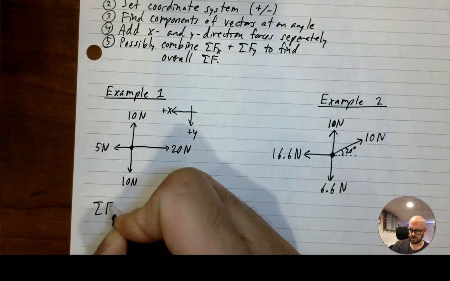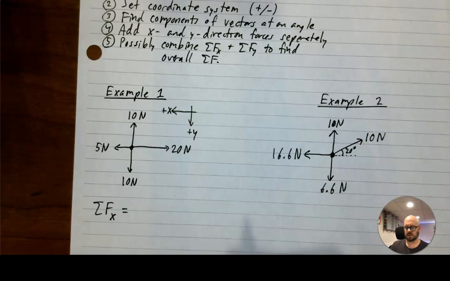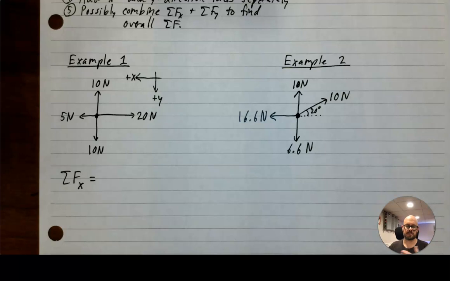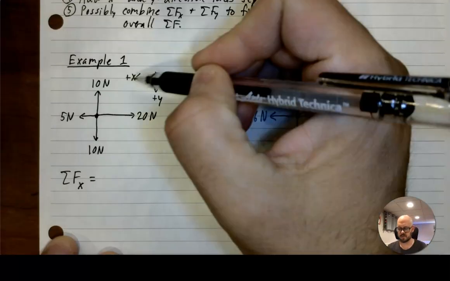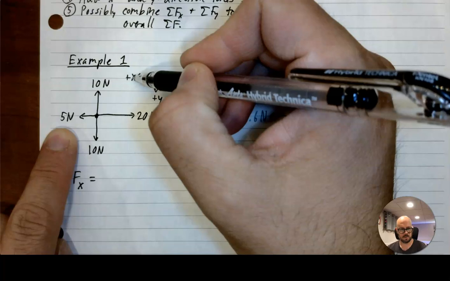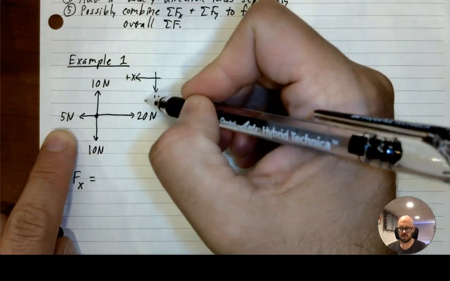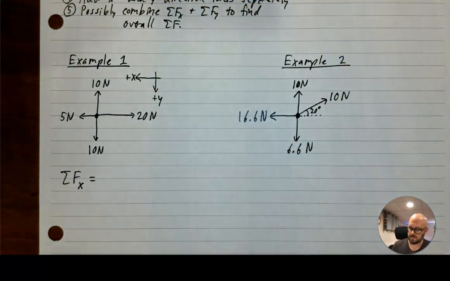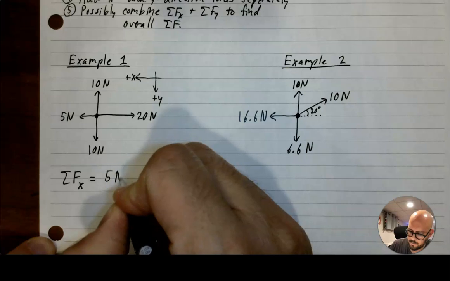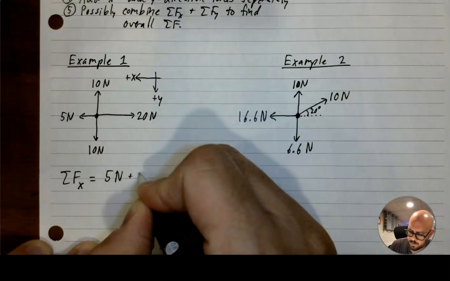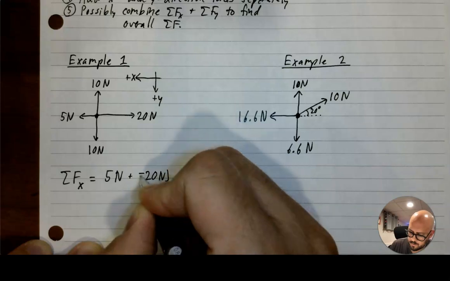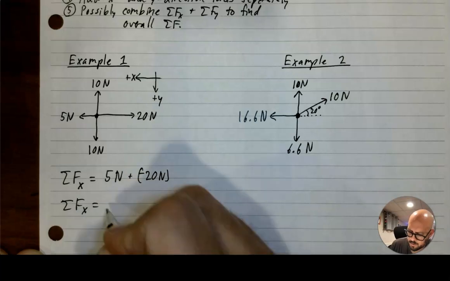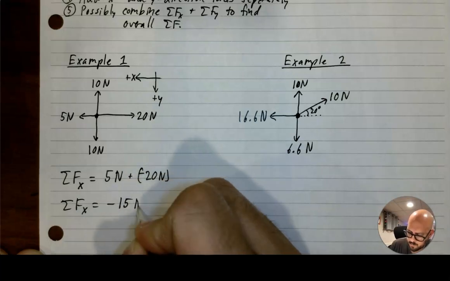So the sum of the forces in the x direction. Now, you are about to add these vectors, but you have to assign a direction to them. So I assigned the 5-Newton force a positive value, and because the 20-Newton force is in the opposite direction, it has a negative value. So I would go 5 newtons plus negative 20 newtons. And so the sum of forces in the x direction is going to be negative 15 newtons.